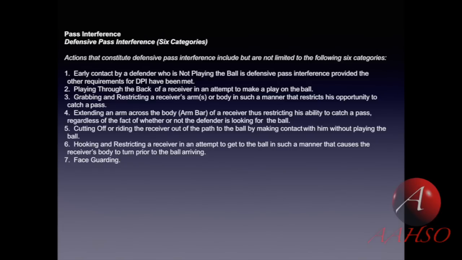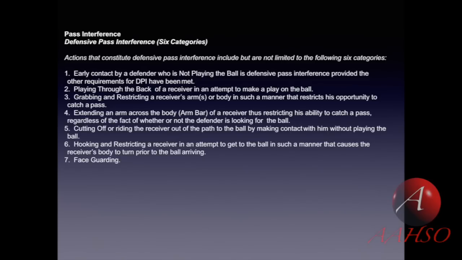So the first one and the most common: early contact by the defender who is not playing the ball is defensive pass interference, provided the other elements of DPI have been met. Those are what we just talked about. The second one is playing through the back of a receiver in an attempt to make a play on the ball. Third, grabbing and restricting a receiver's arm or body in such a manner that restricts his ability or opportunity to catch a pass.